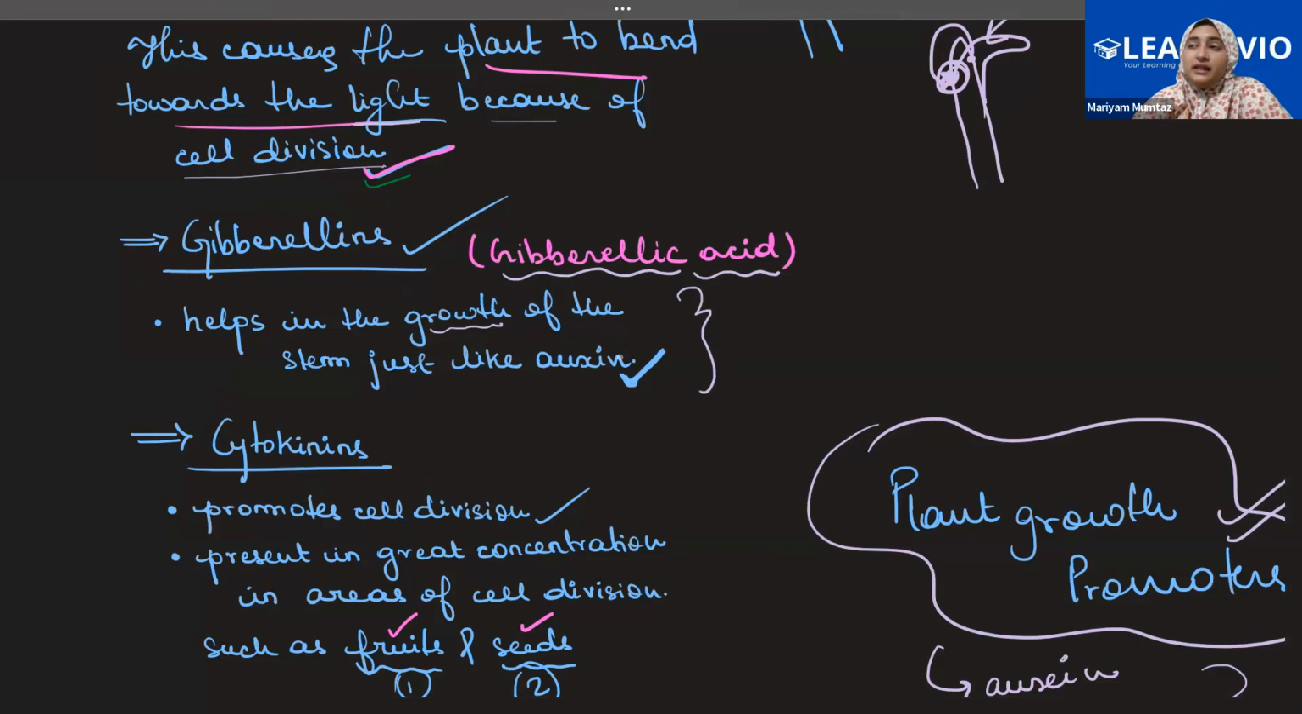But remember that many times gibberellins are also used for flowering, fruiting, to induce flowering in plants, to induce fruiting in plants, so that the fruits can be made. They are also used for internode elongation. There are many functions of gibberellins in the plants, but the most important one out of them is the growth. So the growth of the stem is aided by the gibberellins.